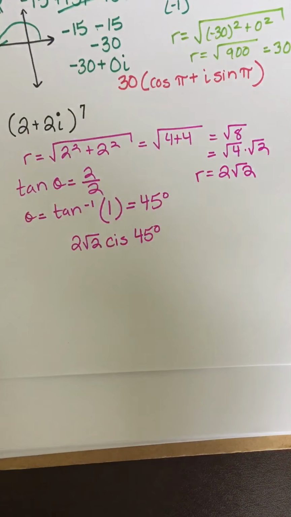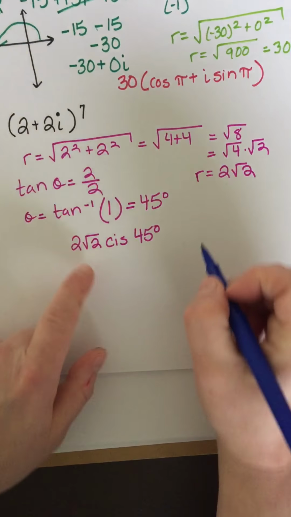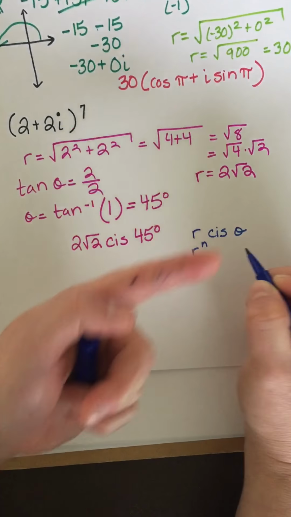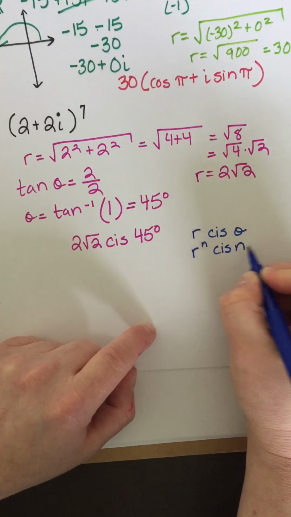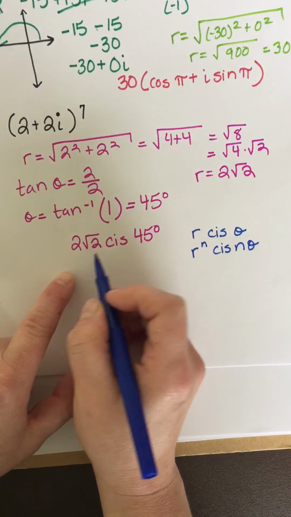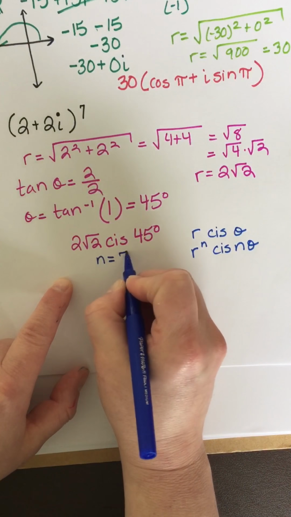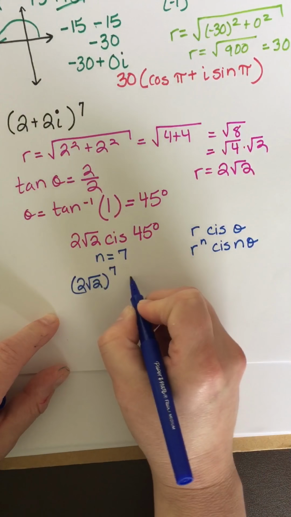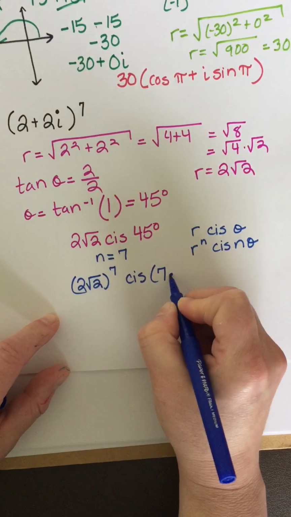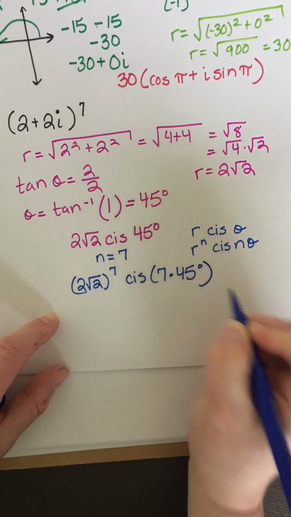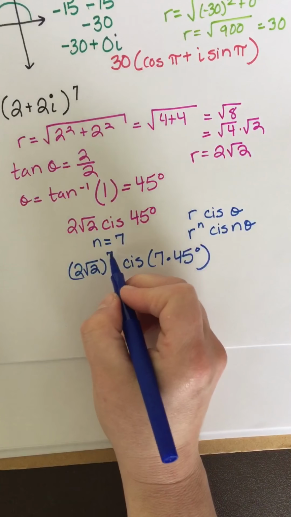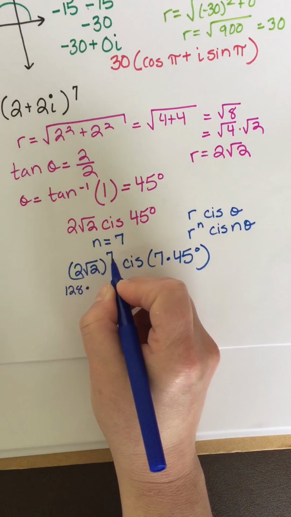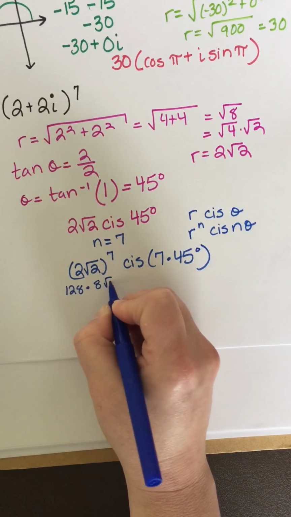Now, the formula for raising something in this form to a power is, if you've got r cis of theta, you do r to whatever the power is, cis, the power times theta. So I'm going to do that over here. n is going to be 7. So we've got 2 times the square root of 2 raised to the 7th, cis 7 times 45 degrees. So 2 to the 7th is 128. And the square root of 2 to the 7th would be 8 square root of 2.